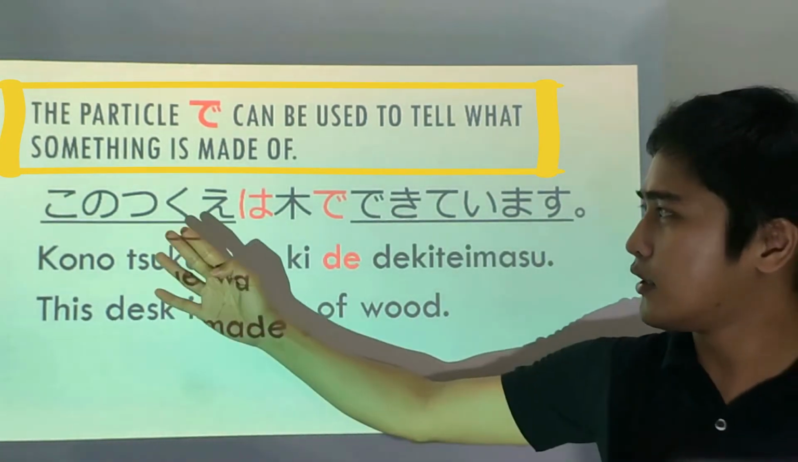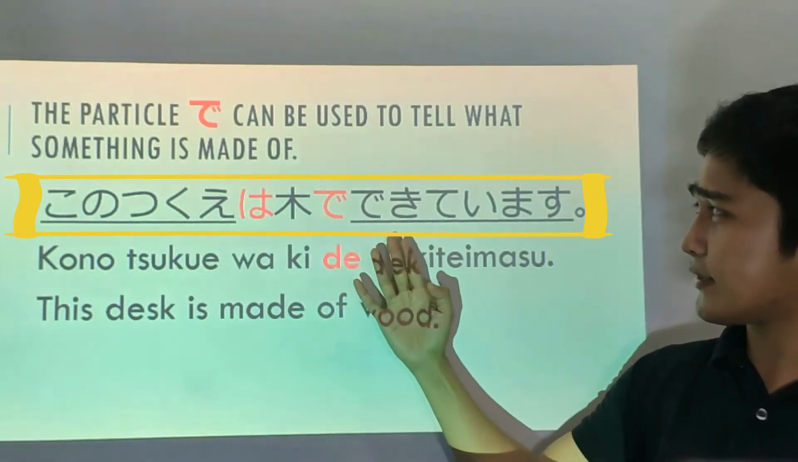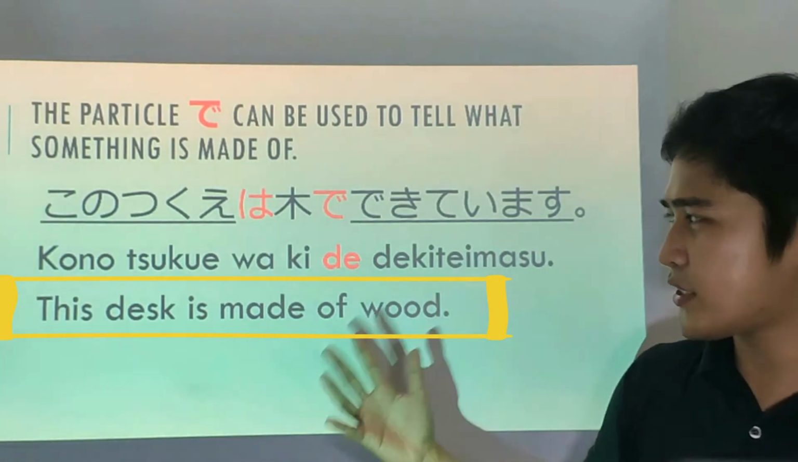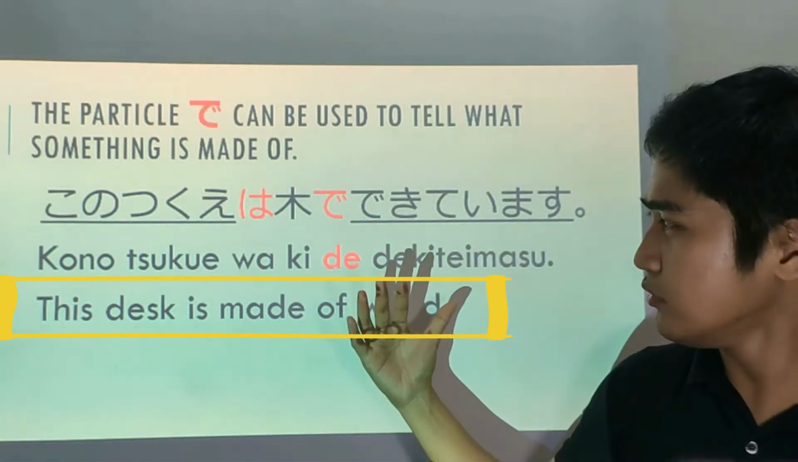For example, kono tsukue wa ki de dekite imasu. So gawa yung table na to, yung desk na to, sa wood or sa kahoy.